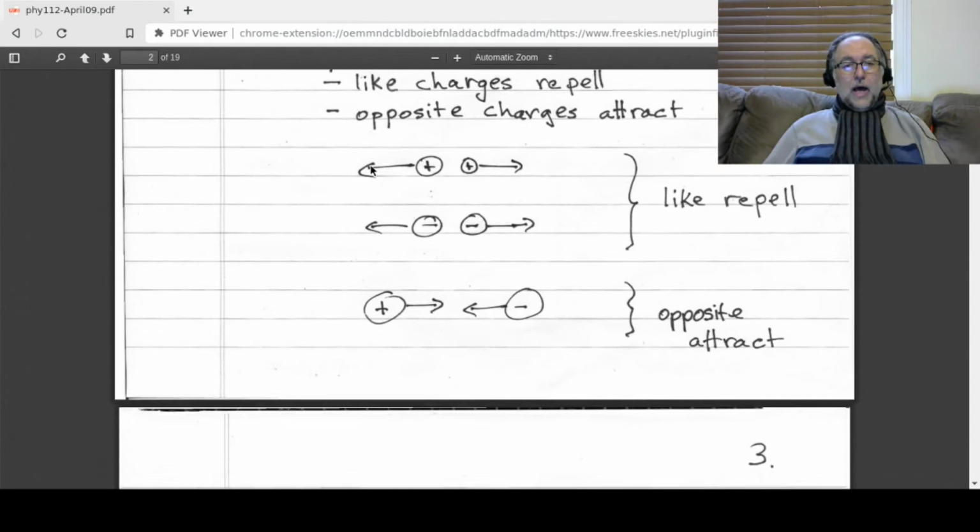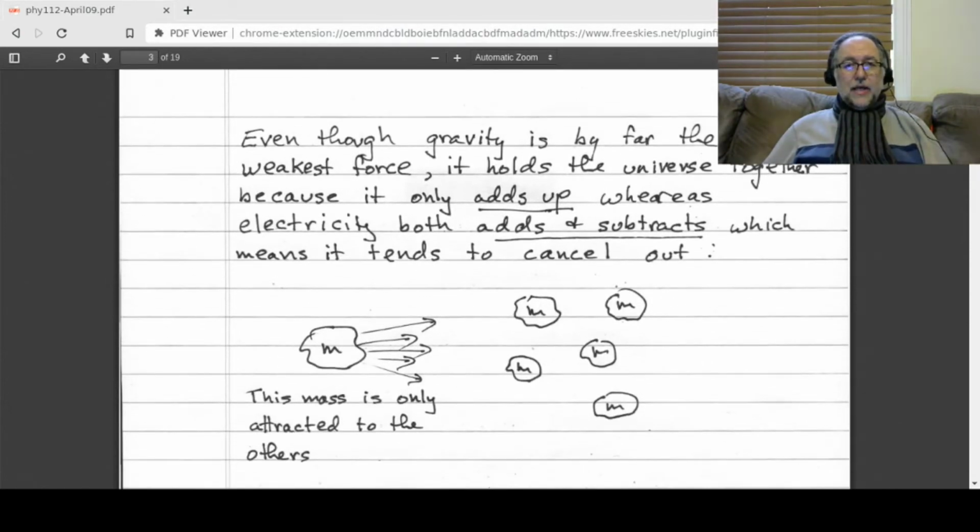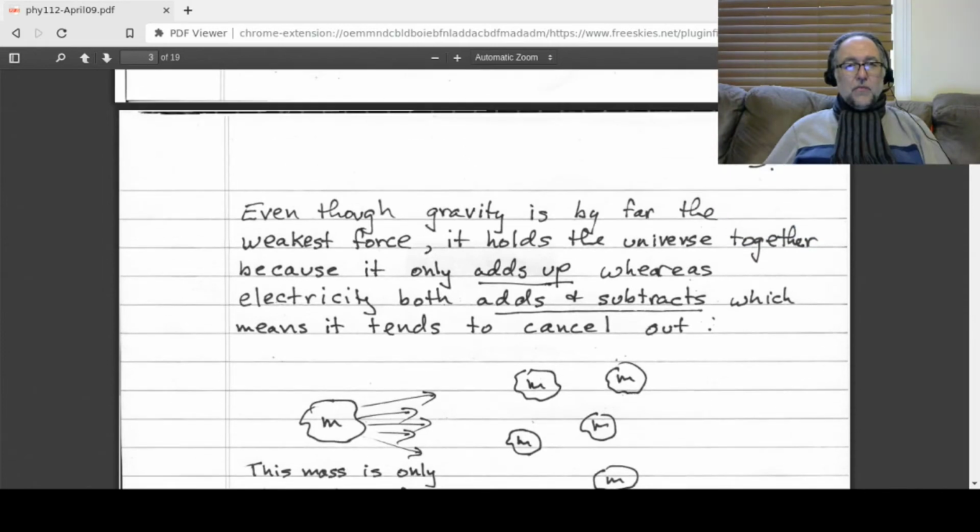So let's get to this idea of screening. Even though gravity is the weakest force in the universe, it turns out that it's really what holds the universe together. That's because, as I mentioned earlier, gravity only adds up. It only leads to attraction, and the more matter there is, the more attractive it becomes.